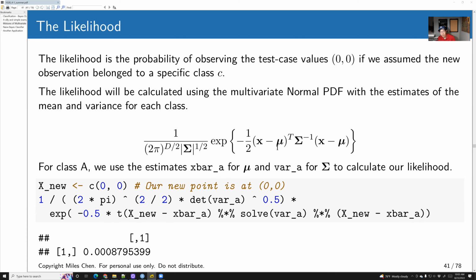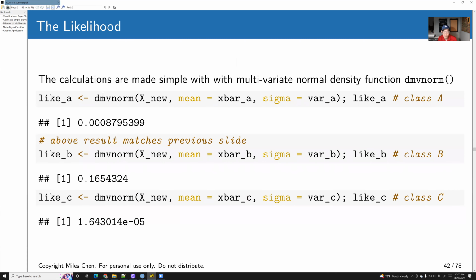So here we're doing it for class A, and we're plugging in basically the mean of class A and the variance of class A into our formula. Now this formula is kind of annoying. It's fine. It is what it is. Thankfully, in R, there's a function that gives me the density of the multivariate normal. And that's exactly what we're going to do.